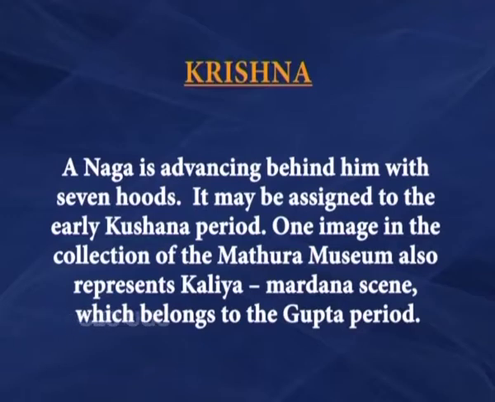One image in the collection of the Mathura Museum also represents the Kaliya Mardana scene, which belongs to the Gupta period. The figure of Krishna is shown riding over Kaliya. His left arm holds the string by which the head of the serpent is bridled. He is adorned with ornaments. Beside him stands a Naga damsel with deep devotion on her face.